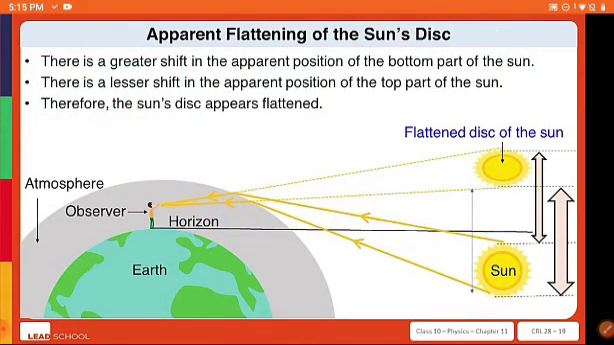The sun's disk appears flattened at sunrise and sunset because of the same reason. The bottom part of the sun is lower in the sky as compared to the top part of the sun. Therefore, the apparent position of the bottom part of the sun shifts higher up, while that of the upper part does not shift as much, thus making the sun's disk appear flattened.